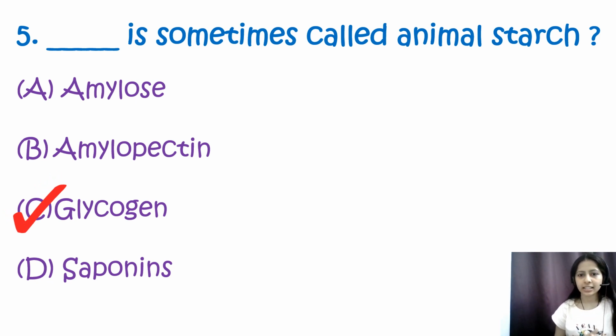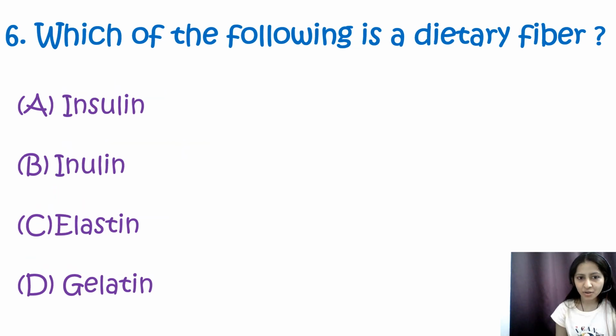Actually it is a multi-branched polysaccharide of glucose units that serves as a form of energy source in the animal. So my correct option will be C, that is glycogen. Question number 6. Which of the following is a dietary fiber? So options are insulin, inulin, elastin and gelatin. So over here my correct option will be B, that is inulin.